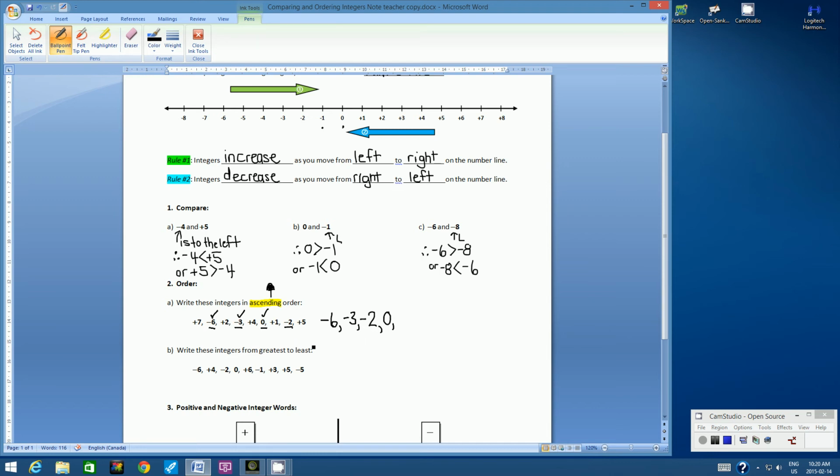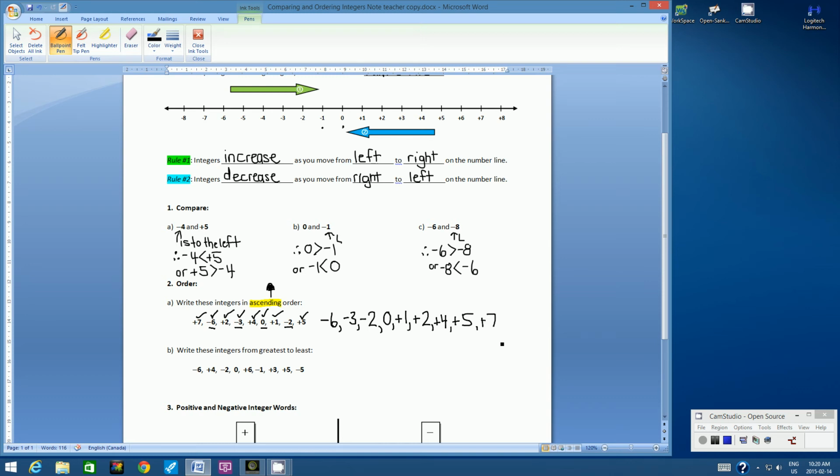So we have +1 here, +1. What else do we have? We have +2. Next, we have +4. Then +5. And last, we have +7.